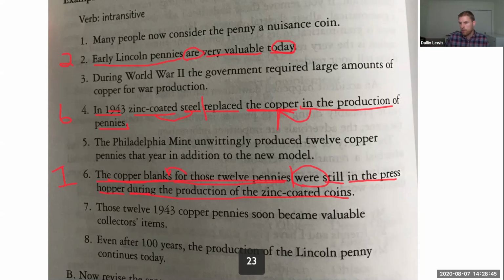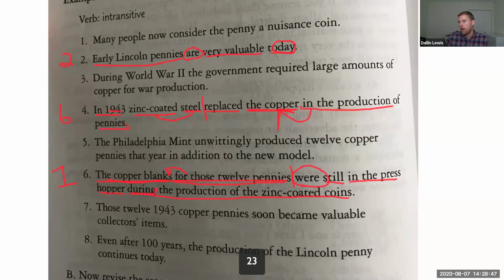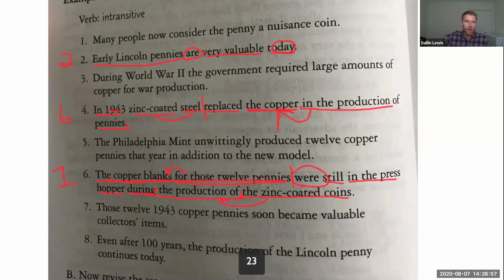I have one prepositional phrase here in during and of. I should say, though, that we're treating this like one large phrase because technically of the zinc-coated coins is modifying production. Confused yet? So even a long sentence can be a pattern number 1. It doesn't have to look really simple and easy.